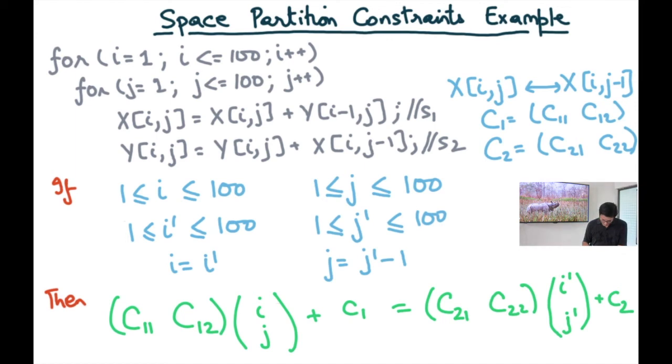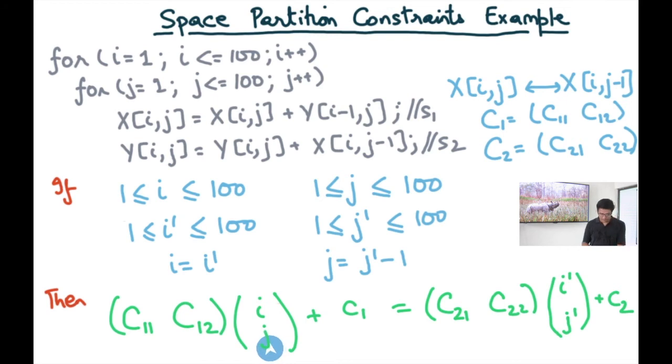So here is one possible solution. I want to find a solution for C11 and C12, and similarly small c1, and capital C21 and C22 and small c2, such that these constraints are satisfied. Now notice that whenever i equals i prime and j equals j prime minus 1, these should be equal. So here is one simple idea: what if I just say that C12 equals 0 and C11 equals 1, and similarly C21 equals 1 and C22 equals 0. In other words, the coefficient of i is 1 and the coefficient of j is 0.